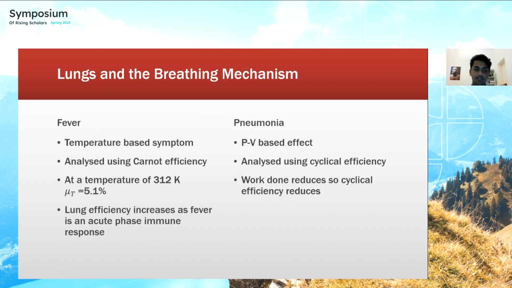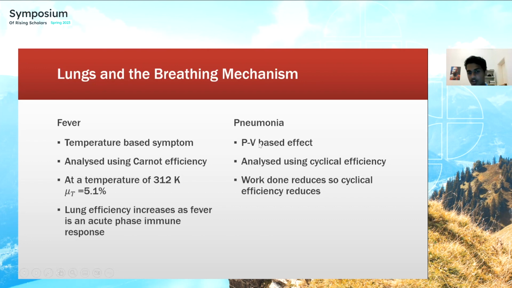For example, fever. Fever is temperature-based, which means Carnot efficiency is probably a better tool. If we say fever temperature is 312 Kelvin, a 2-degree Kelvin increase, you see a 0.6% increase in Carnot efficiency, which shows that lung efficiency increases with fever. That tracks with the fact that you experience increased lung function to support immune responses such as phagocytosis and antibody production.